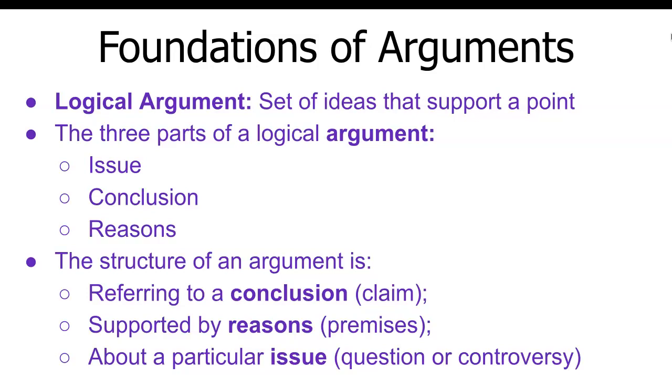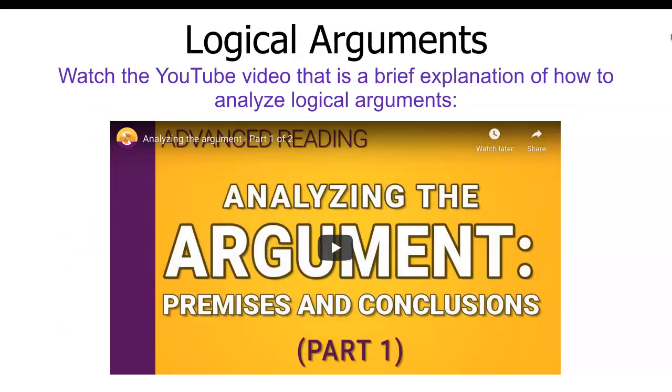There's lots of academic terminology that you can refer to when we're talking about an argument, but for the purposes of our class, we're really going to look at these three academic words: issue, conclusion, and reasons. However, when you're structuring an argument, you can also refer to a conclusion as a claim. You can refer to those reasons as premises. And the issue is that question or controversy that you're trying to figure out. I have added this video that you can watch on your own time to show you a little bit more about how to analyze an argument. And this will just help solidify your understanding as we go through the rest of this module.